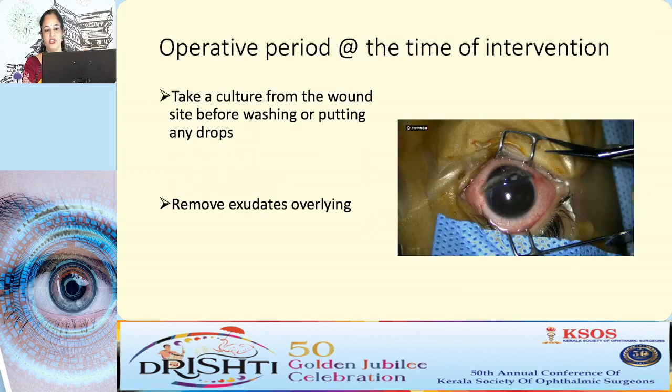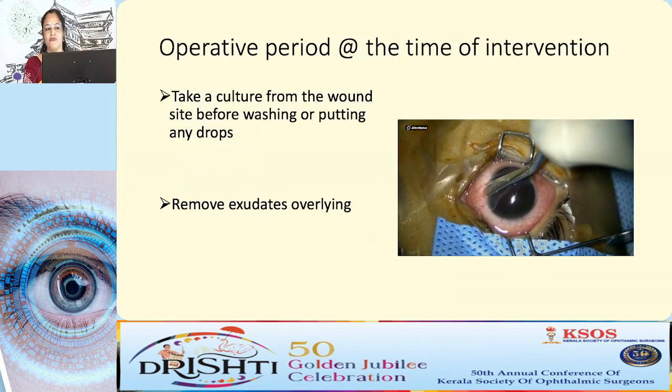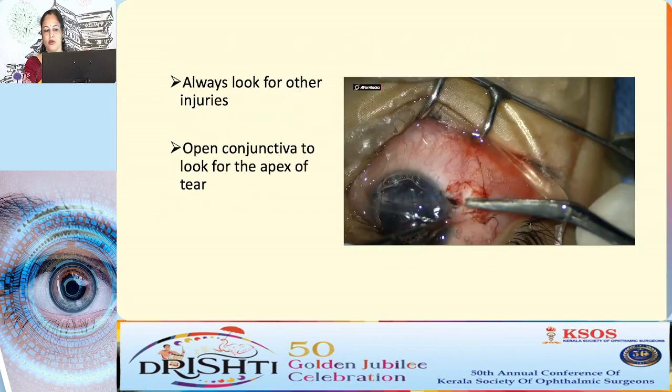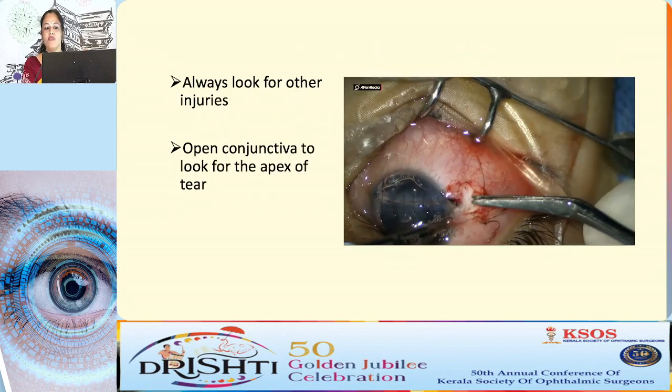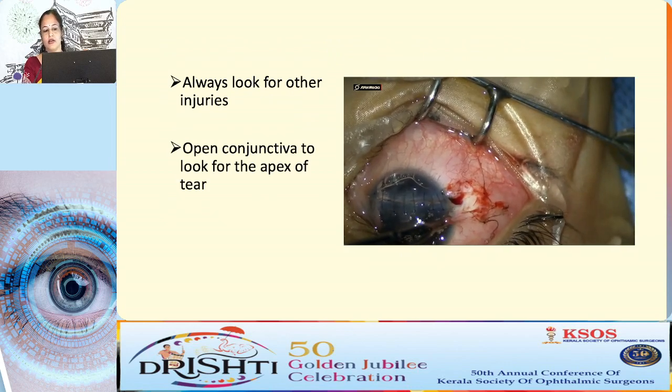And the goal of corneal surgery is the same, tight sutures. These are the videos which Laila madam has given. You have to take a culture from the wound site, remove the exudates overlying it. Always look for other injuries. You may miss out all these, okay? So open the conjunctiva in the corresponding area and look for the tear.